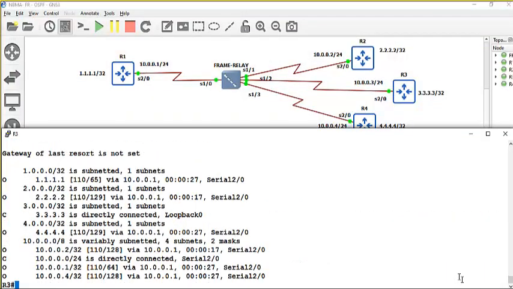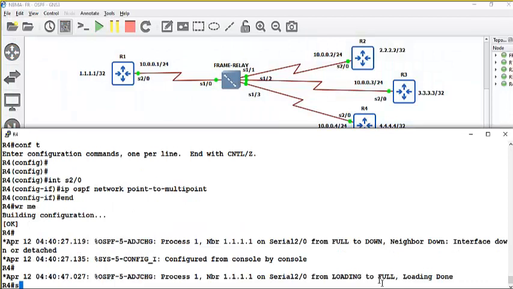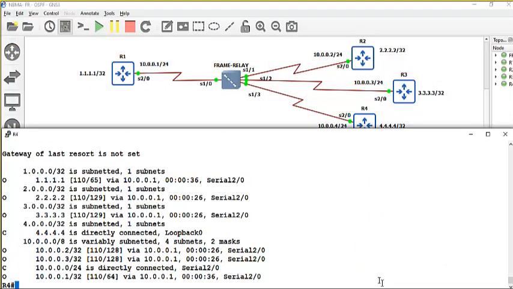Proper routes. Check on R4. Show IP route. You have routes. Ping.